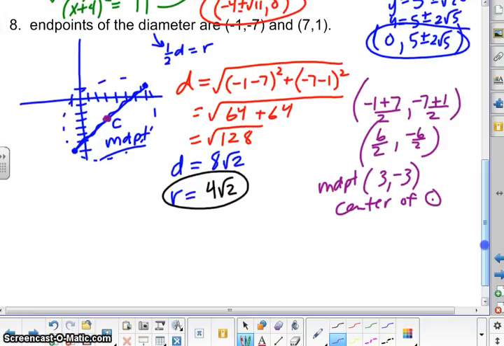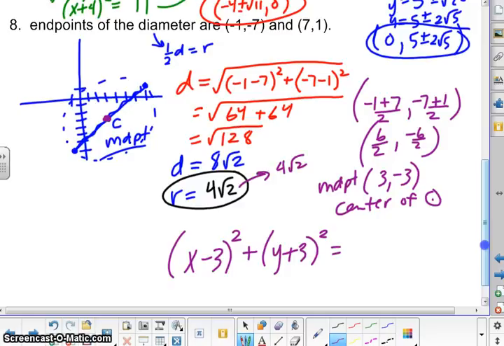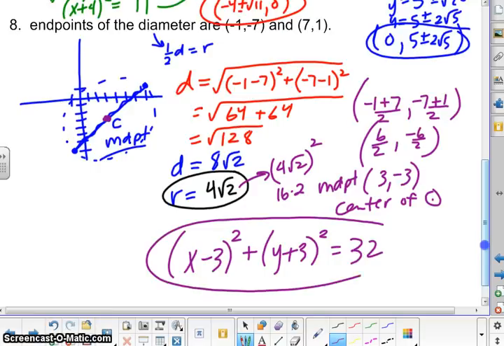Now we can figure out what the equation is. (x - 3)² + (y + 3)² = r². Well, what is r²? Let's do the math here. 4 times 4 is 16. Square root of 2 squared is 2. So we should put 32 as r². All right, this completes section 10.2. And yeah, that's it.